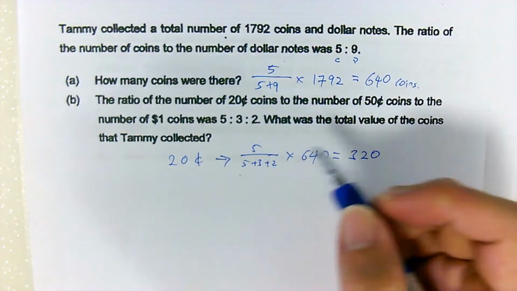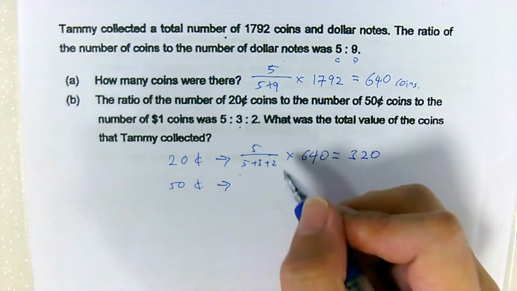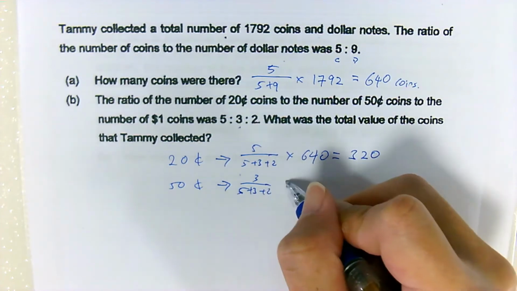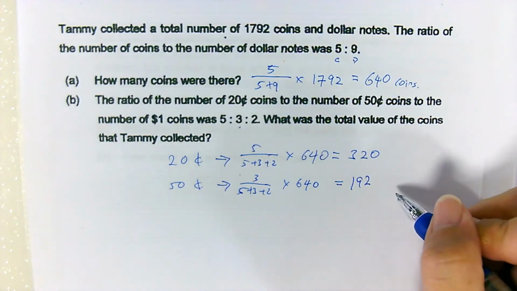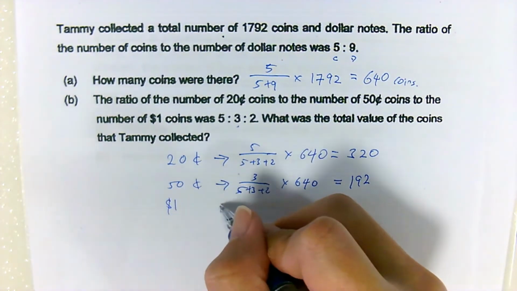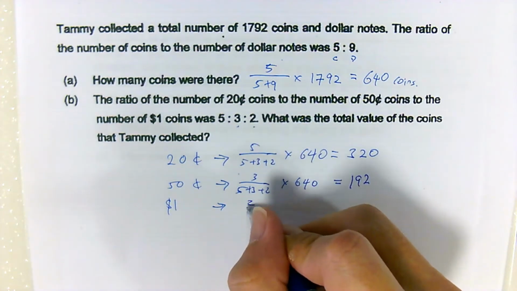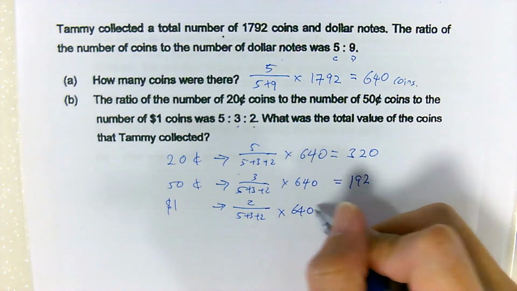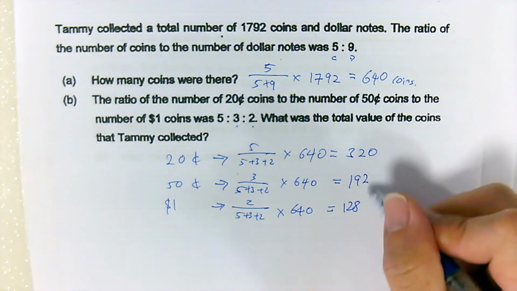Now let's do the same for the 50-cent coin. Since the ratio is 3, it's 3 out of 5 plus 3 plus 2, multiplied by the same number of coins, and it will give you 192 50-cent coins. How about the $1 coin? The $1 coin is the same thing. Since the ratio is 2 out of everything, it's 2 over 5 plus 3 plus 2 as per usual, multiplied by 640, and just do a basic calculation, and it will give you 128 $1 coins.